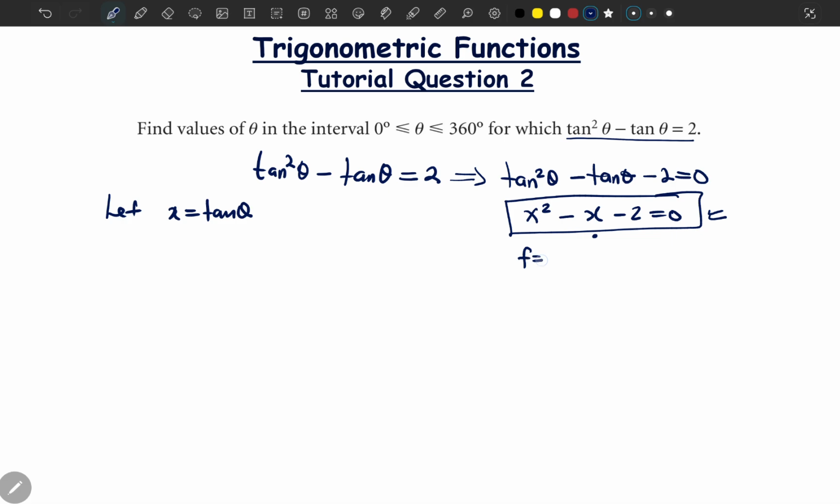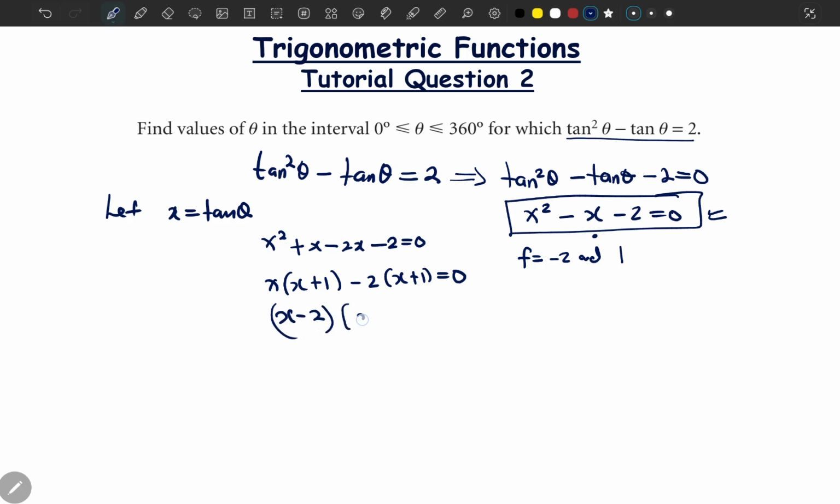The factors: when you add two numbers you get -1, and when you multiply two numbers you get -2. So you get -2 and 1. You add, -1, multiply, -2. Meaning we're having x squared plus x minus 2x minus 2 equal to 0. So group the terms. We have this. Meaning we have (x minus 2)(x plus 1) equal to 0.